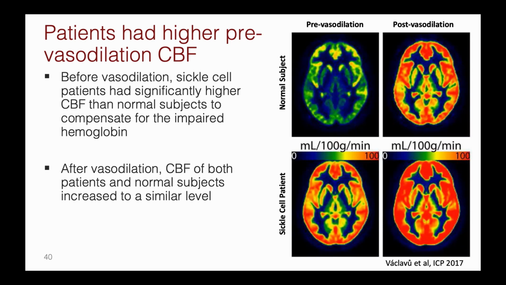Here we are looking at the CBF images before and after vasodilation. Now, for normal subjects, we could see that in the top two images, as we expected, the CBF showed a significant increase of nearly 50% throughout the brain after vasodilation. However, our patients were unable to achieve such an effect size in the same condition. This was because the CBF before vasodilation was already significantly higher than the normal range, which led to a reduced capacity for their brain to react to the stress from vasodilation.